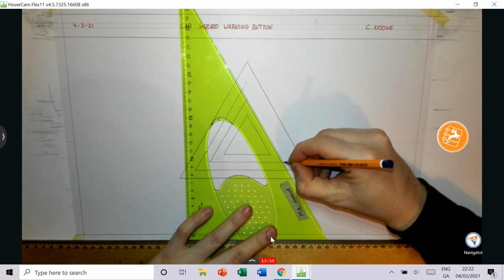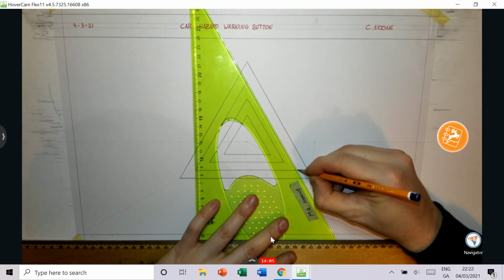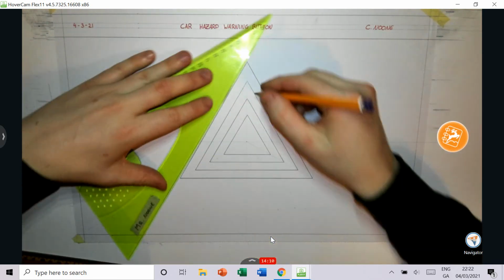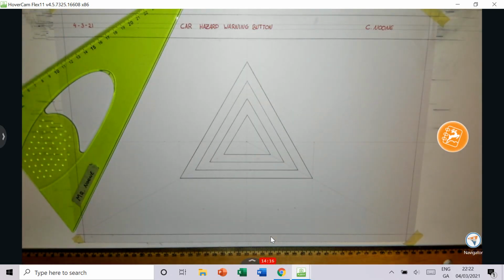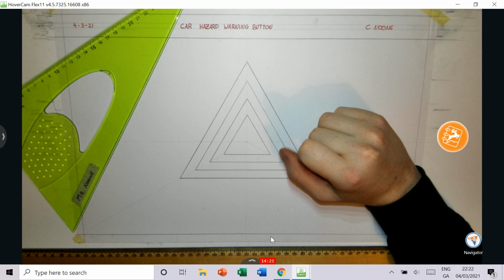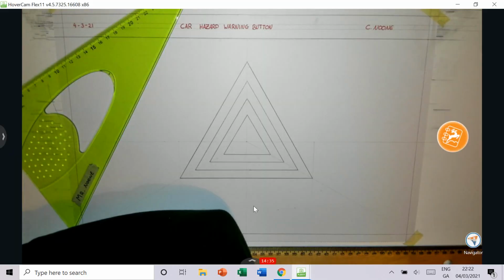One, 2, and 3. Okay, not too bad. So we have this now centered in the center of our sheet, which is actually very nice as well. Okay, last thing that the drawing says to do is to apply shading to your drawing with a colouring pencil. I actually don't think I have a pencil on me, but I do have colouring markers, and I'm going to finish that off with red, white, red, white.